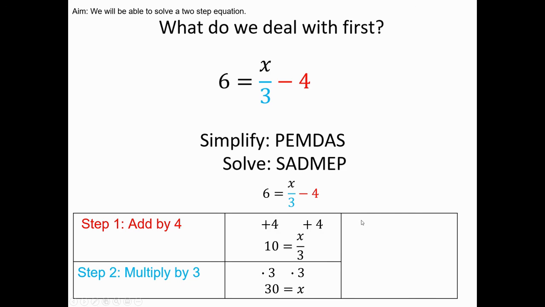And that's our answer. And you're probably thinking, is my answer right or wrong? Remember, we can check our work. So let's check our work. Here's the original equation. 6 equals x over 3 minus 4. And all I'm going to do is take this 30 equals x and replace this x with a 30. All right, so what's 30 divided by 3? That's going to be 10. Now, is 6 equal to 10 minus 4? Well, 10 minus 4 is 6. That looks good, and we're absolutely done.